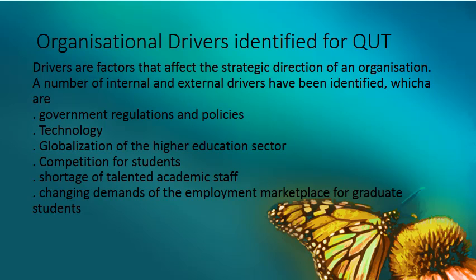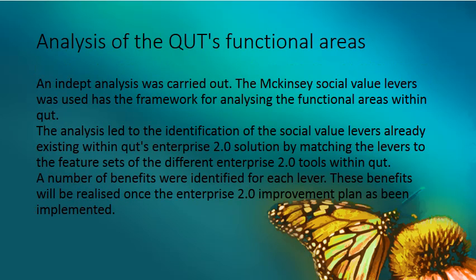For the organizational drivers identified for QUT, drivers are factors that affect the strategic direction of an organization. A number of internal and external drivers have been identified. These are government regulations and policies, technology, globalization of the higher education sector, competition amongst universities for students, the shortage of talented academic staff, and changing demands of the employment marketplace for graduate students.